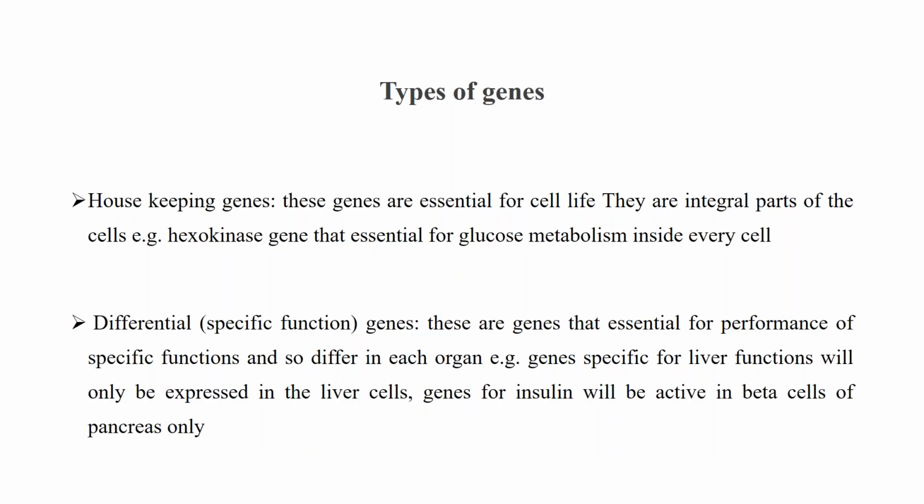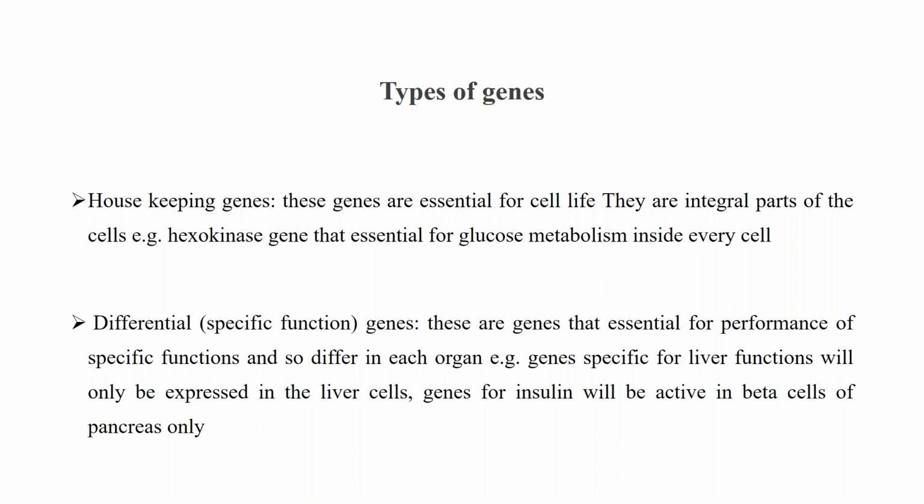What are the different types of genes? There are housekeeping genes and differential specific function genes. Housekeeping genes are the genes that are essential for life, and they are integral parts of the cells, like the hexokinase gene that is essential for glucose metabolism inside every cell. Whatever food you eat becomes glucose and its metabolism needs this gene, so every cell needs it. So they are housekeeping genes essential for life, which are active all the time.